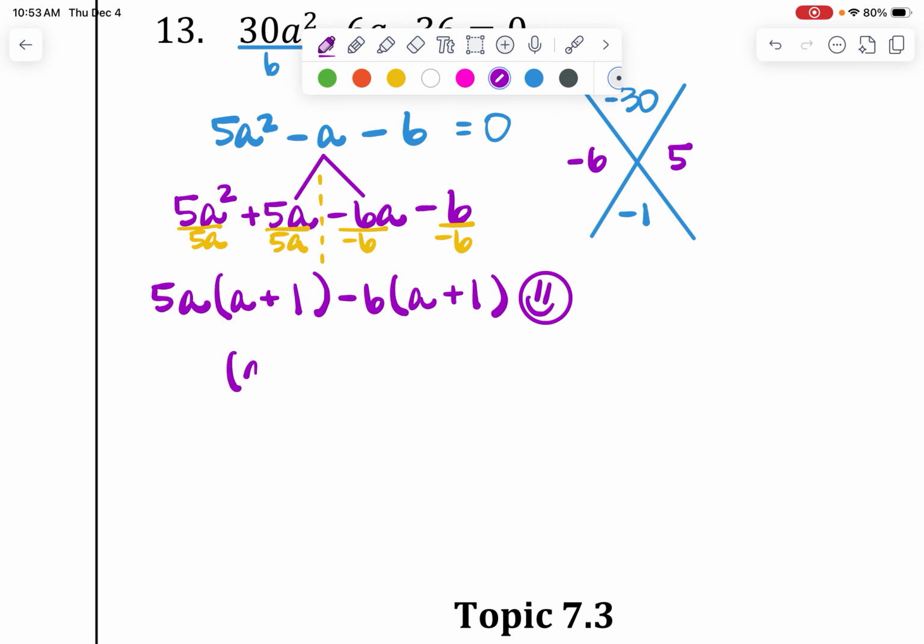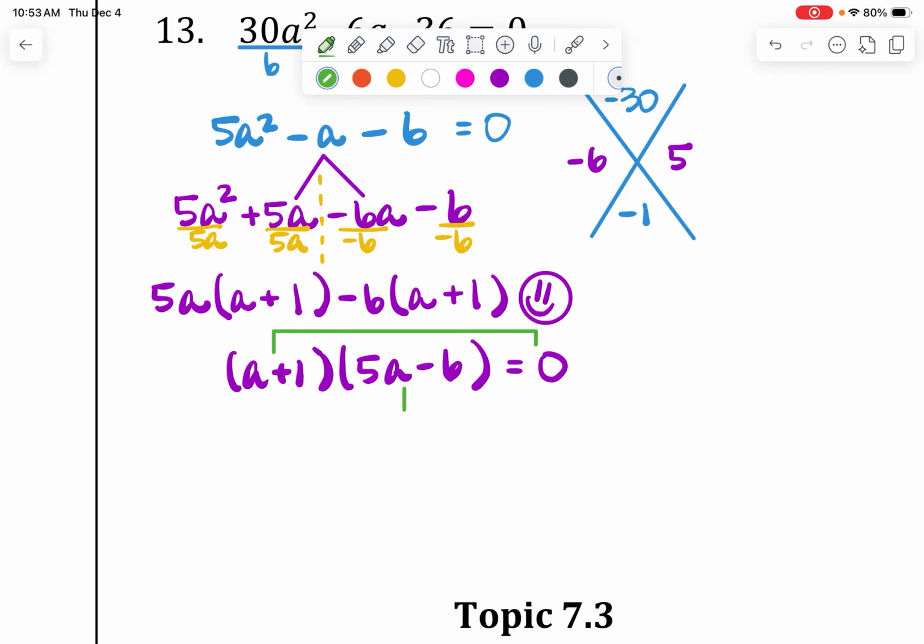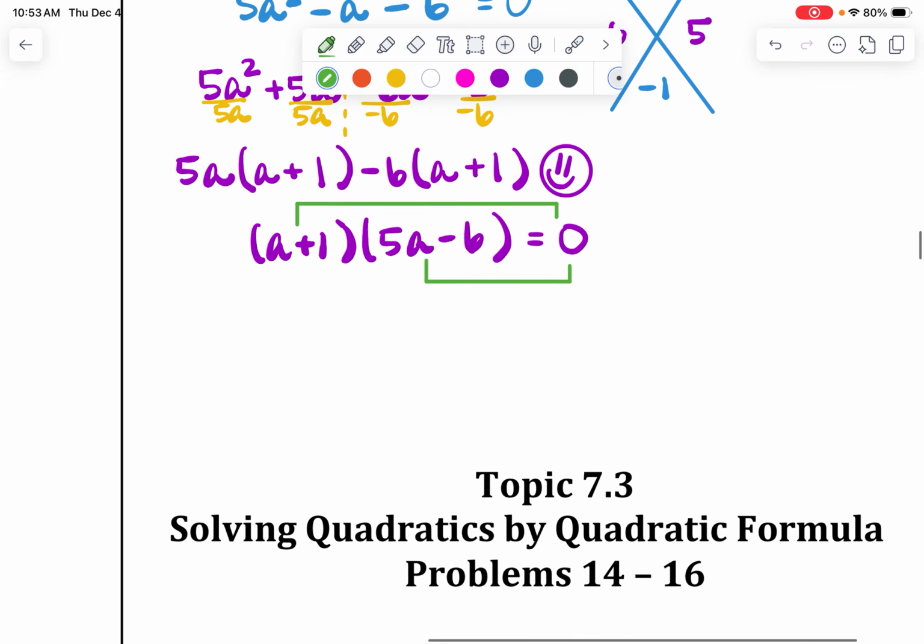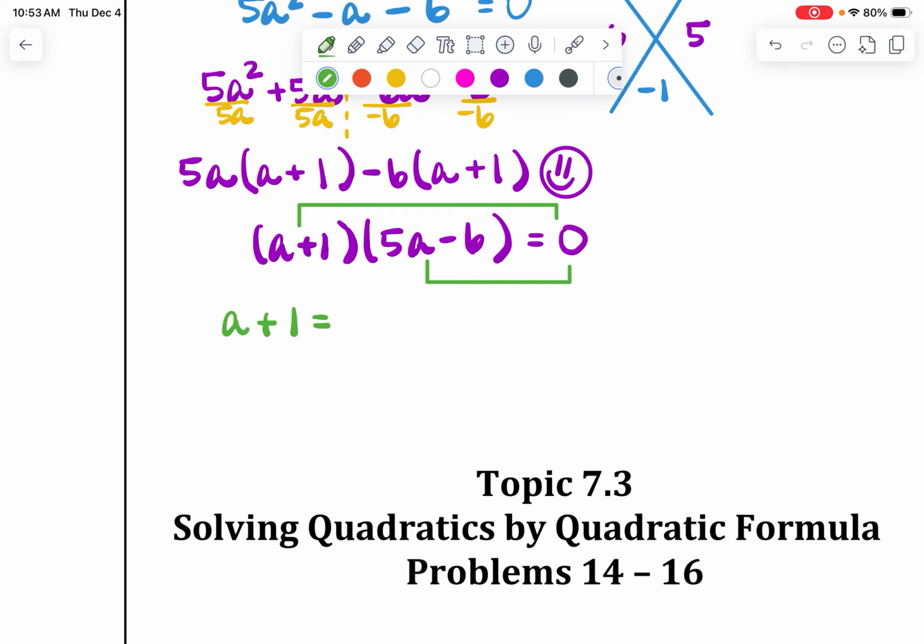So now the a plus 1 becomes the GCF, so we take it out, and then what's left after we take out that parenthesis is 5a minus 6. So those are our factors, which of course, as you know, we are not done yet because we're trying to solve. So we're going to take each factor and set it equal to 0. So a plus 1 equals 0, and 5a minus 6 equals 0.